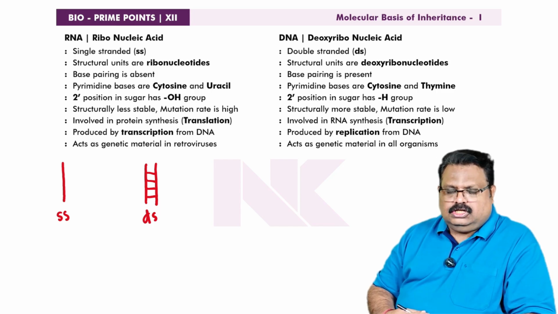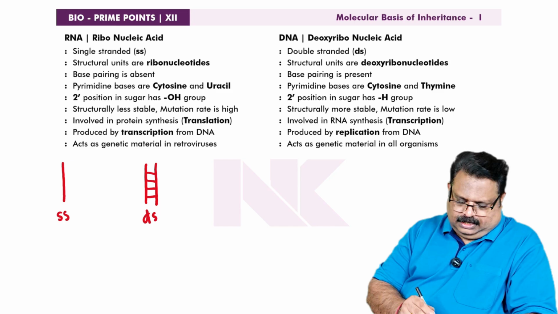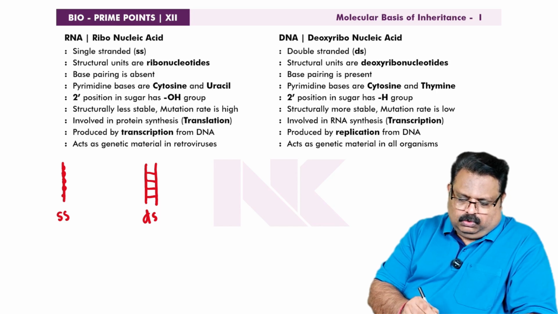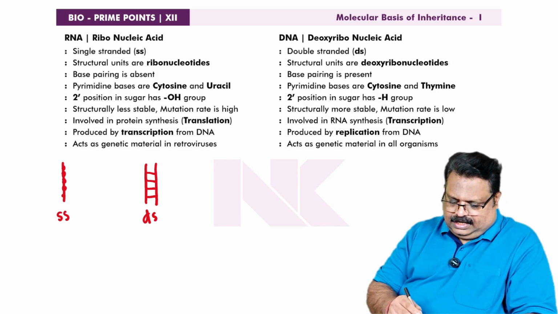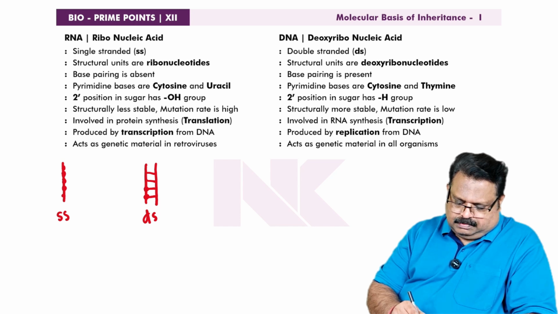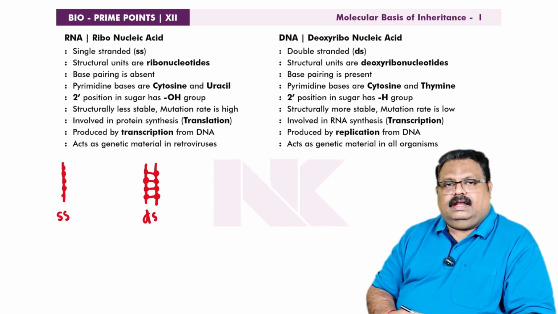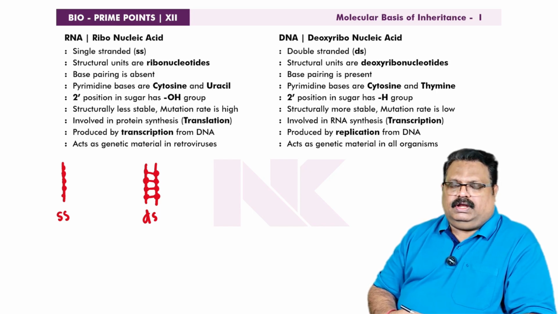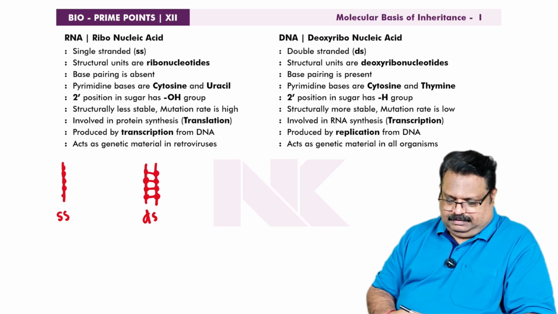Another difference is the structural units. RNA is made by the association of large numbers of units, and these building blocks are called ribonucleotides. In the case of DNA also, nucleotides are present, but the nucleotides are called deoxyribonucleotides. So both RNA and DNA are made up of building blocks called nucleotides. But in the case of RNA, the nucleotide variety is called ribonucleotide. In DNA, the nucleotide variety is called deoxyribonucleotide.